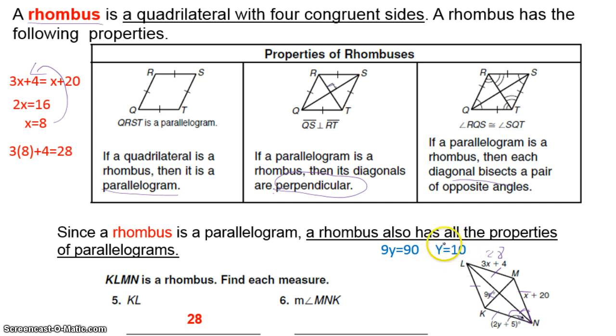Now I can substitute that 10 into my expression down here. So if I put that in, I get 2 times 10 plus 5 is 25. So if I know that this angle measure is 25, I also know that this one is 25. So I add those two together, and I get that my angle MNK is 50.